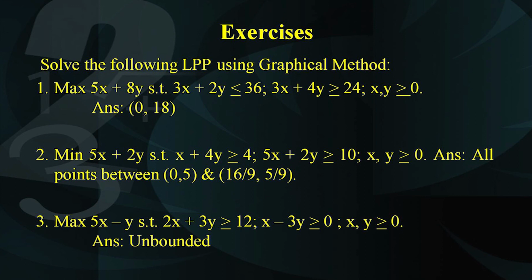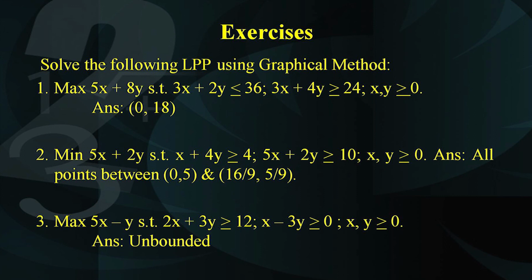Similarly, the second problem is minimization of 5x plus 2y, subject to x plus 4y greater than or equal to 4, 5x plus 2y greater than or equal to 10, and both x and y greater than or equal to 0. As you can see, the slope of the objective function is the same as the slope of the second constraint, and hence it indicates that this is a case of a multiple solution. So, the multiple solution exists on the points lying between (0, 5) and (16/9, 5/9).